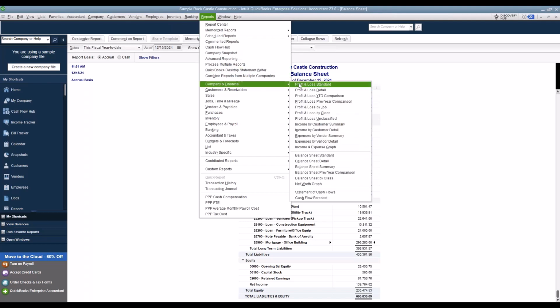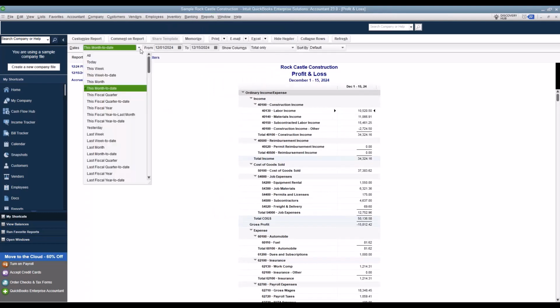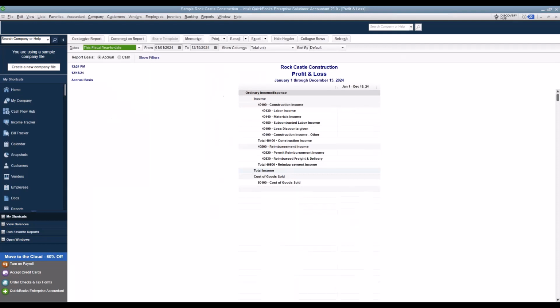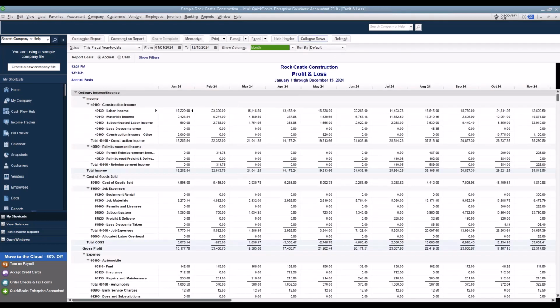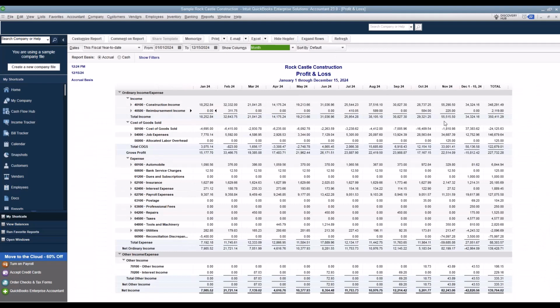Let's go into your profit and loss. Easiest way here, let's do it by month. And just kind of look across the board. What we're looking for is consistency. Does anything draw your attention that just doesn't look right? Right? That's the first thing. Is your cost of goods sold consistent with your income? Does it go up when income goes up? That kind of thing. All right.